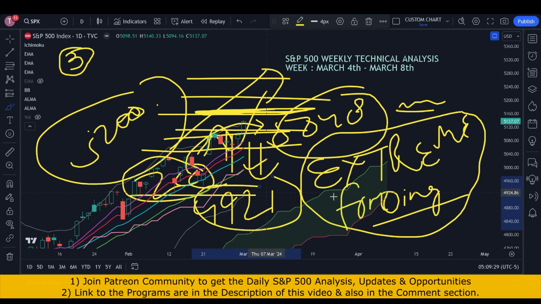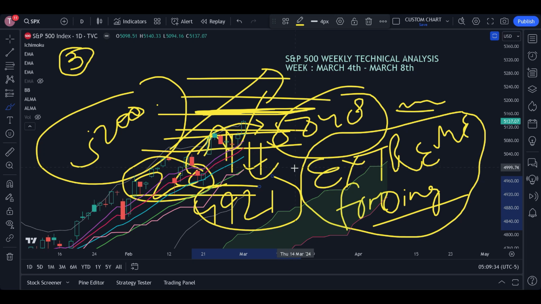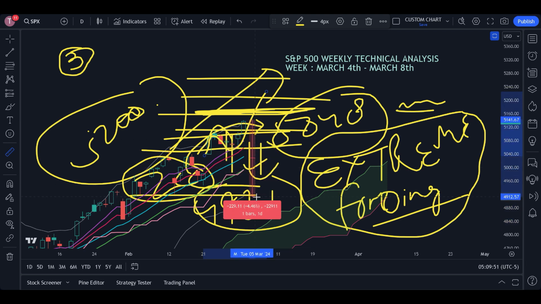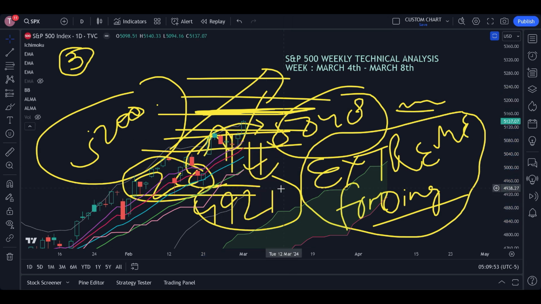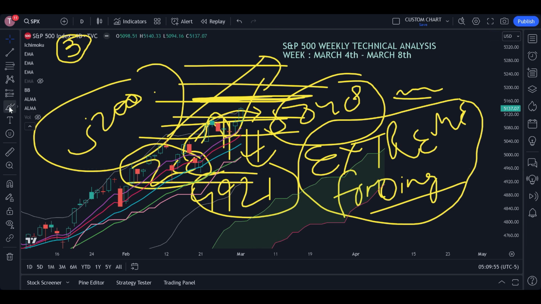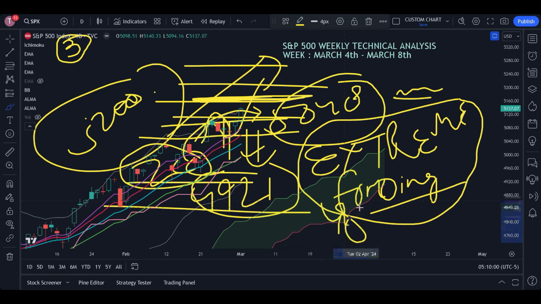Between 5048 and 4921, there are two more heavy support levels which can help the S&P 500 to sustain. But once it breaches 5048, these support levels might not provide that kind of support. This means that next week, from here to 4921 is about 4%. Let's accept 4921, or at most 4845.